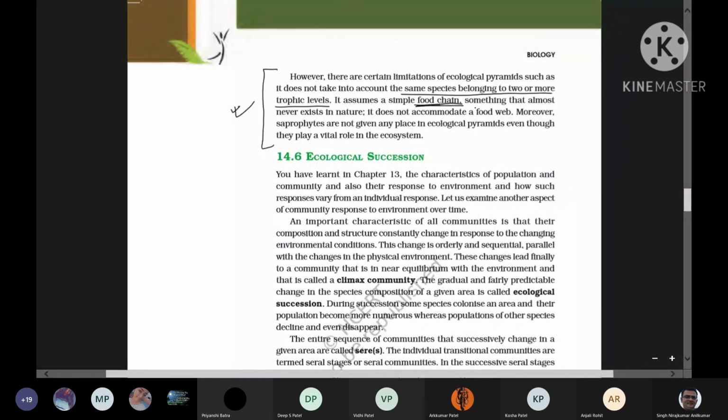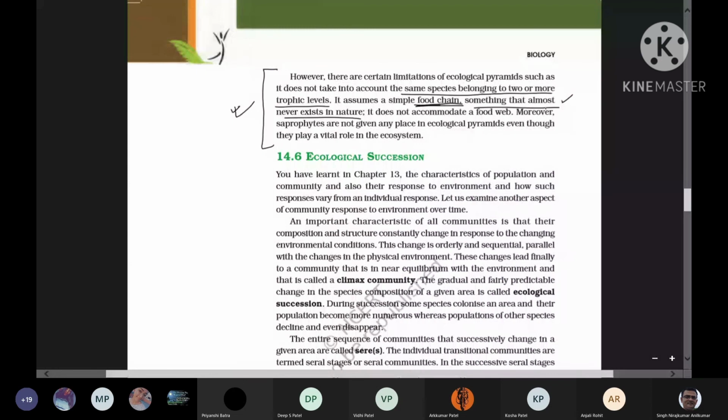Sometimes that almost never exists in nature. I mean, this is the fact actually. They are telling the fact. So a food chain does not always exist actually. Of course, many species follow the food web, right? So this is the limitation. It does not accommodate the food web. This is a limitation of the pyramids.